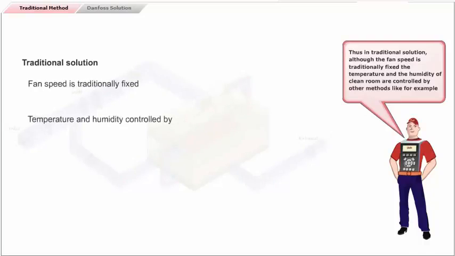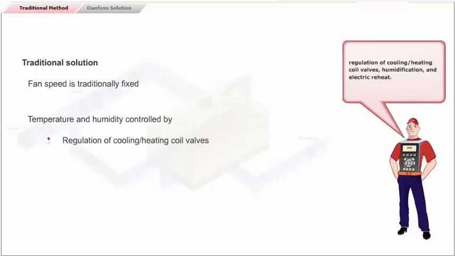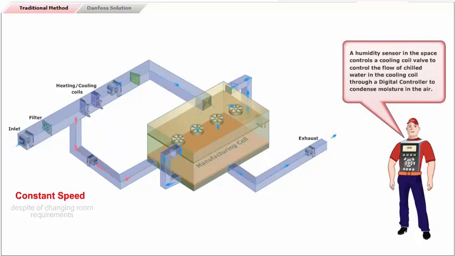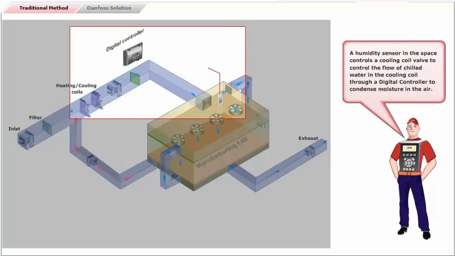of the clean room are controlled by other methods, for example, regulation of cooling or heating coil valves, humidification, and electric reheat. We find that, in the traditional method, the fan speed is fixed, despite changing room requirements for temperature and relative humidity control. A humidity sensor in the space controls a cooling coil valve to control the flow of chilled water in the cooling coil through a digital controller to condense moisture in the air.